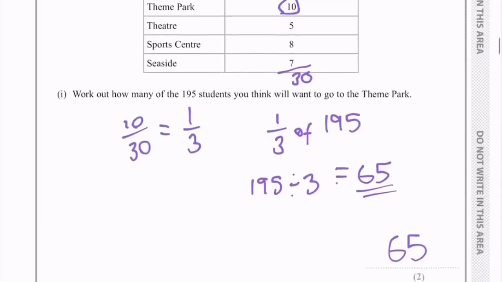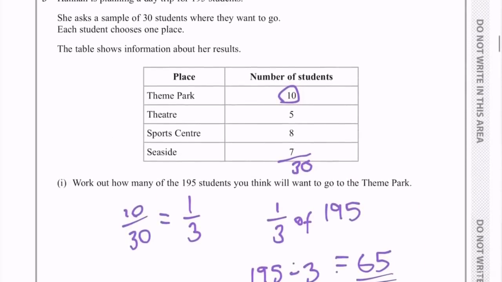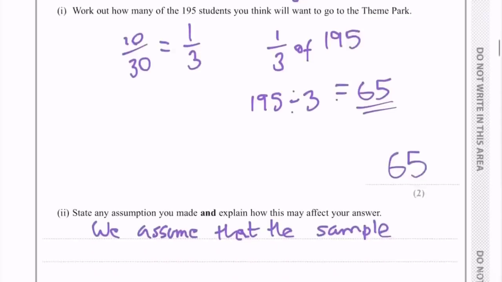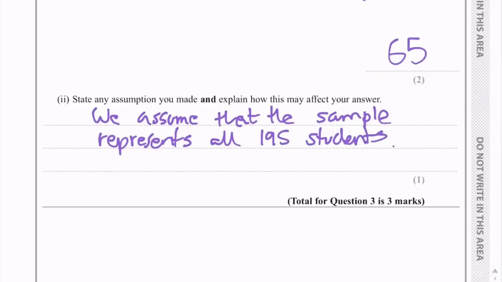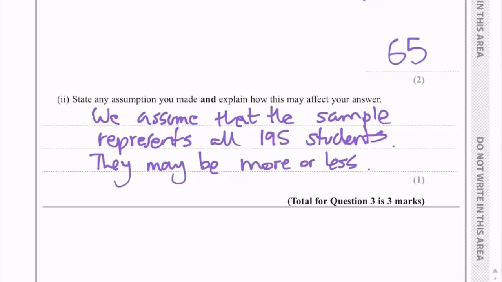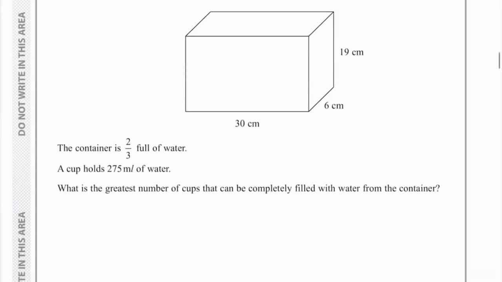What was this question about? It was about students. It doesn't say whether they're at school. We'll assume that they're at school. So we assume that the sample represents all 195 students. Okay, so that's our assumption. It does say, explain how this may affect your answer. Okay, well there may be more or less. There we go.